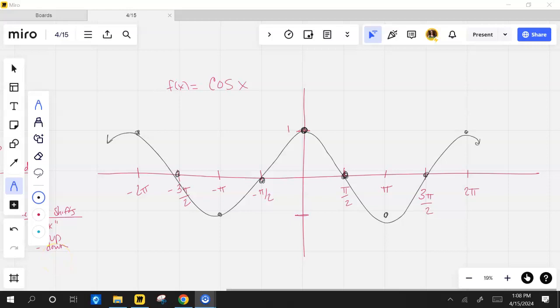Negative infinity to infinity. How about the... Okay. -1.